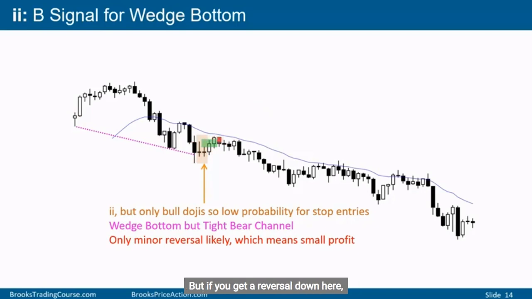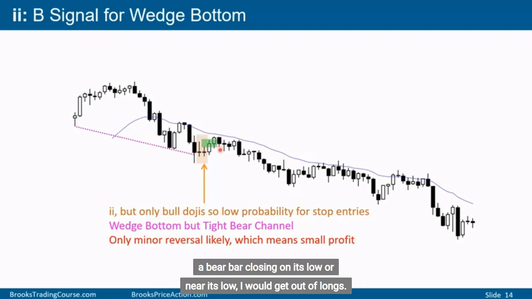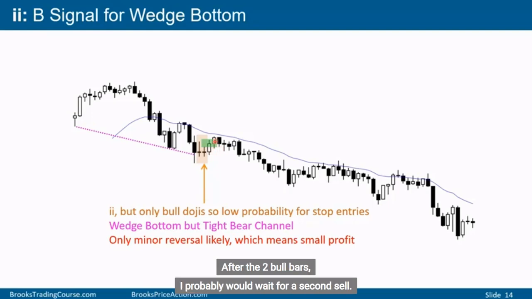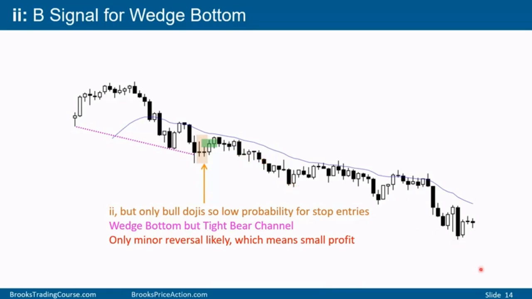But if you get a reversal down here, a bear bar closing near its low, I would get out of longs. Would I short? After the 2 bull bars, I probably would wait for a second sell. Here we got a micro double top, up, and then down, up, and then down again. So I would sell below the low of that bar and get filled over here, or below that bar and get filled below its low.